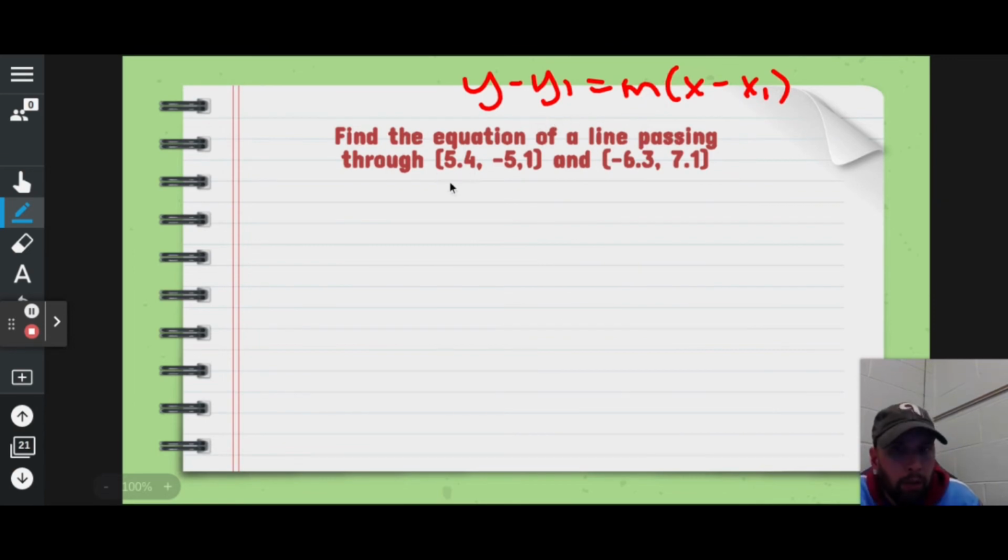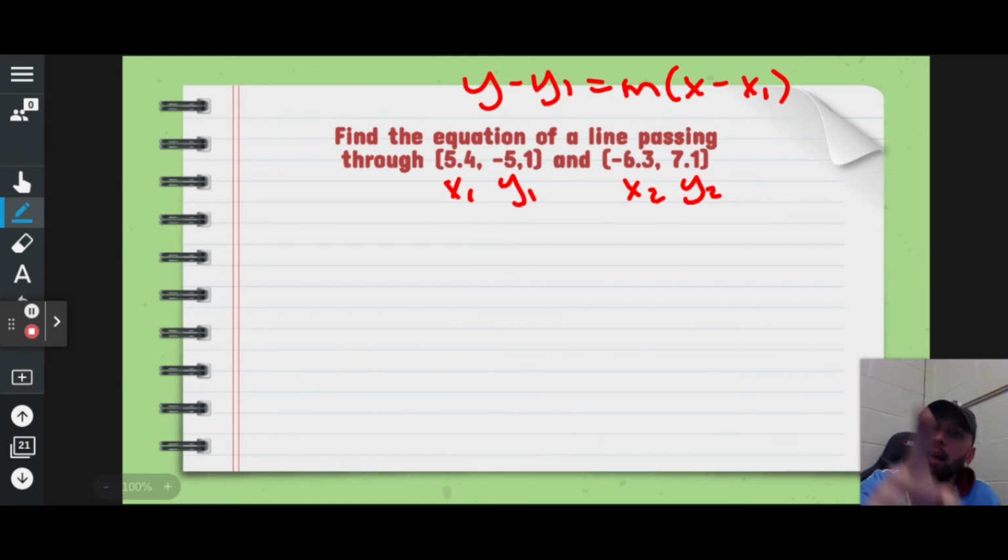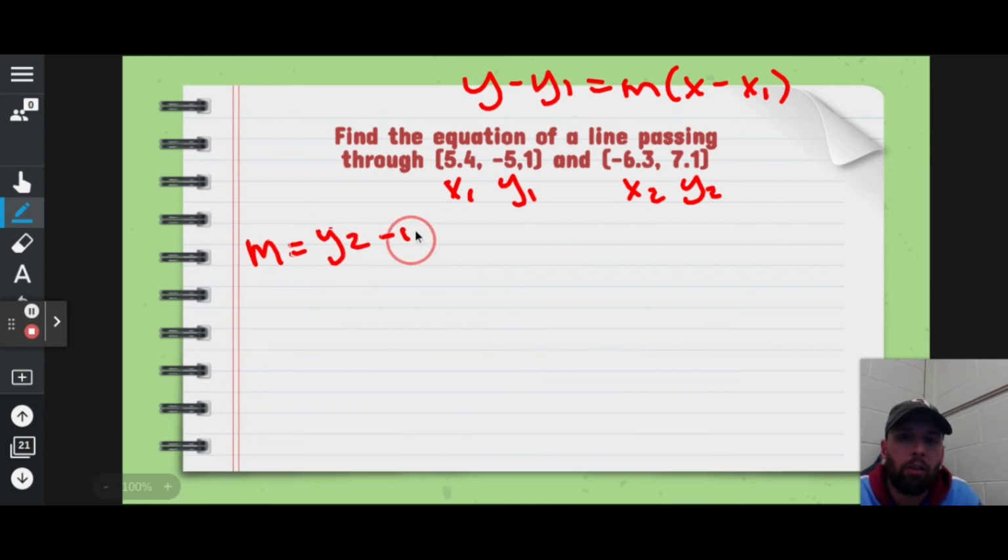I have 2 points, so let's label them. I don't have a slope, though. I can find the slope by using the slope formula. If you watched up to this point, you know that you can use the slope formula to find the slope. We did it already. What's the slope formula? Y sub 2 minus y sub 1 over x sub 2 minus x sub 1.